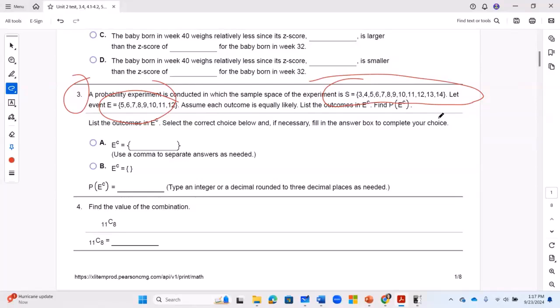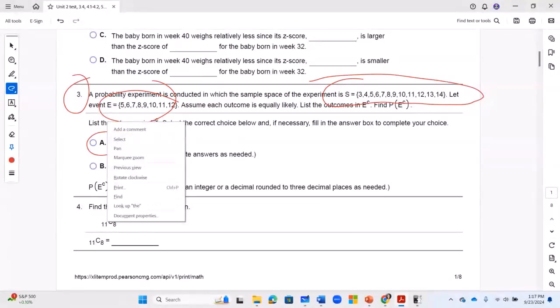Outcomes are equally likely. Okay, now the question says find E complement. Very easy. It means find everything that is in the universal set but is not in E.